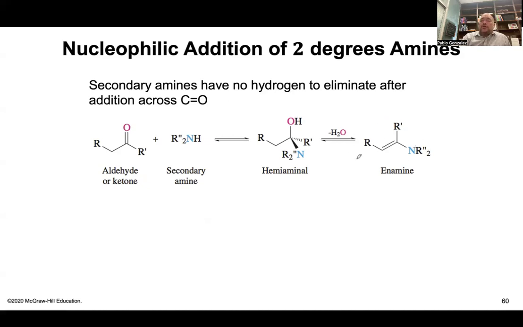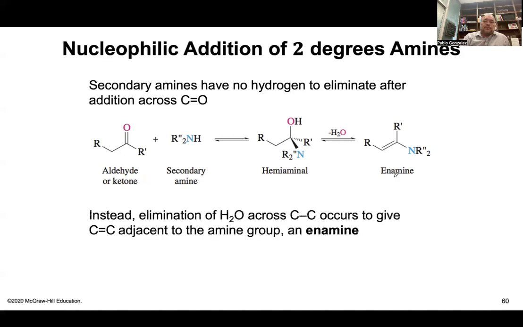So in this case, we're going to produce an enamine. The enamine has the double bond next to the nitrogen with the two alkyl groups. Elimination of water across the carbon-carbon occurred to give a double bond carbon-carbon adjacent to the amine group, an enamine. The enamine is a product of secondary amines with carbonyls. The imine is the product of a primary amine with a carbonyl. That's basically the wording. Primary amines with carbonyls create the imine, and secondary amines with carbonyls create the enamine.